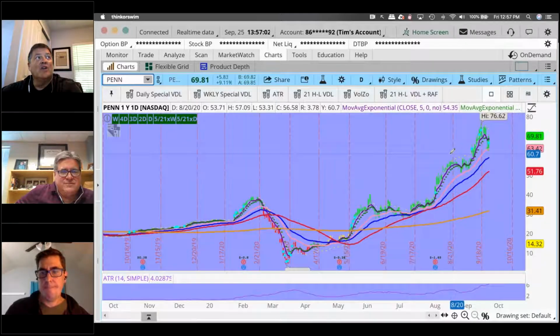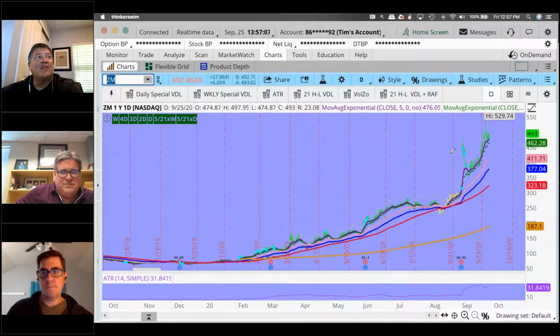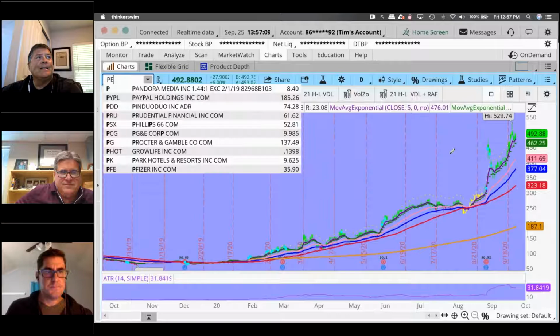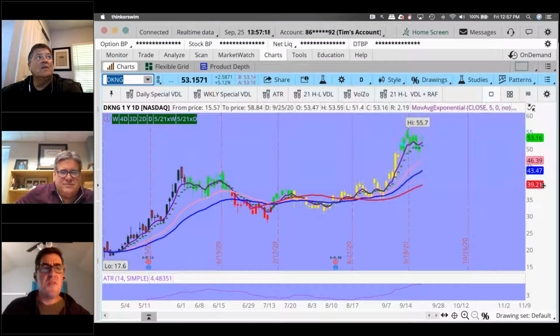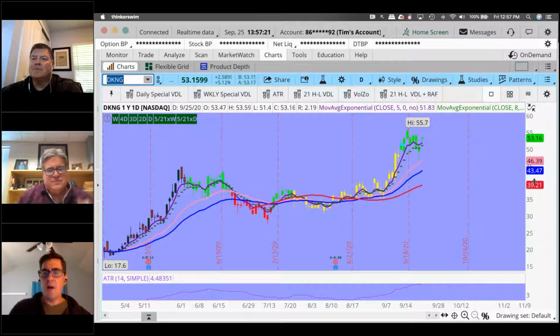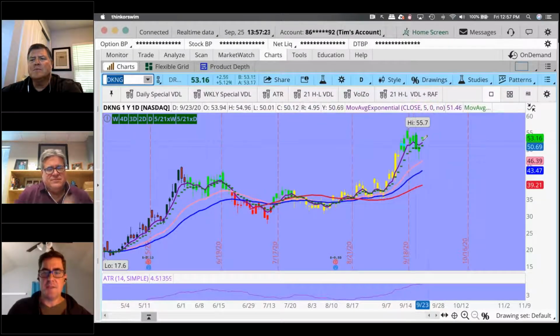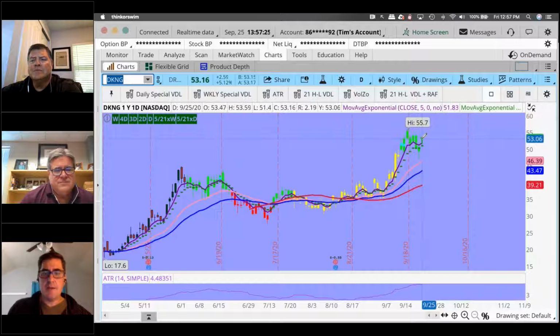I'm talking about Zoom, Beyond Meat, Penn, DraftKings, Fastly, a new position I picked up today, Square, Tesla, Pinterest. That is a beautiful chart of DraftKings right there. Do you see that, Don? That chart wants more. Full disclosure, we bought that yesterday for the stock and ETF.